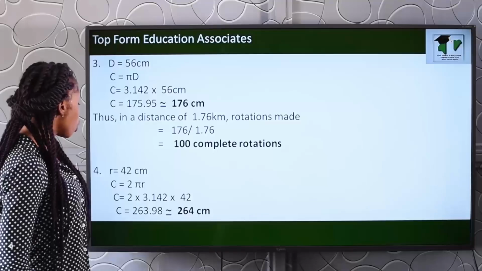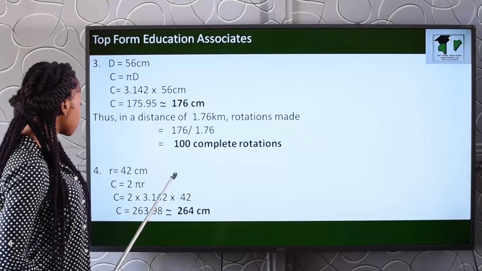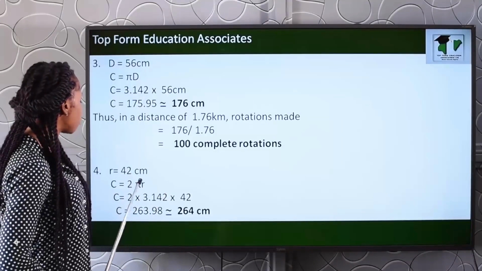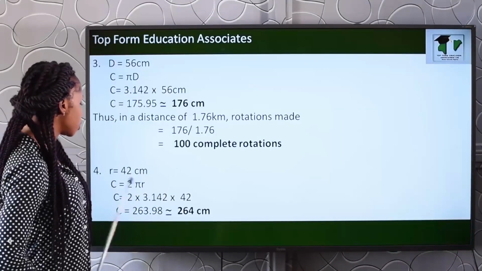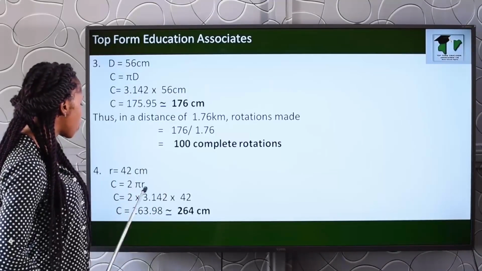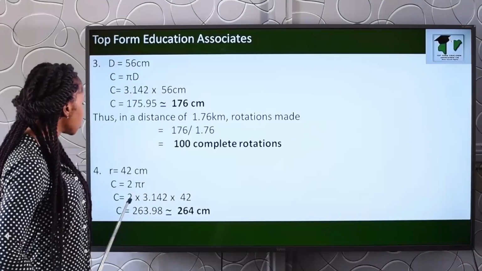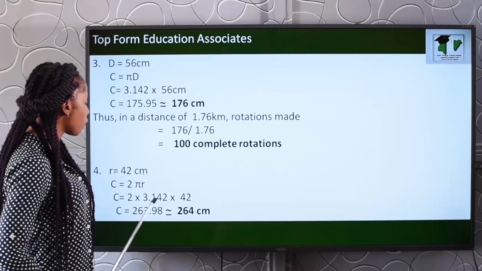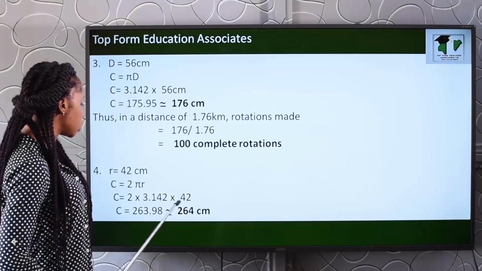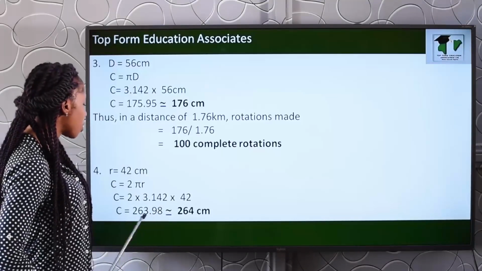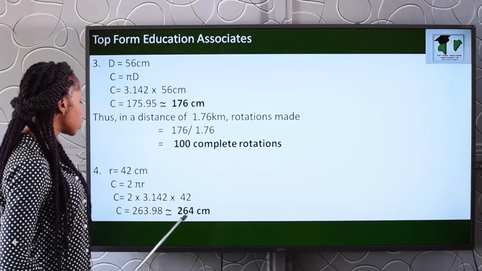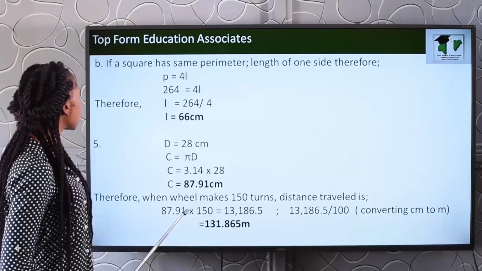Now, number 2, we're given a radius. Okay, we're given a radius, and we're asked to find the circumference or the perimeter. So we use the formula 2 pi r because radius is given. 2 times 3.142 times 42, which is the radius. And this is our answer. If you approximate it, we have 264 centimeters.